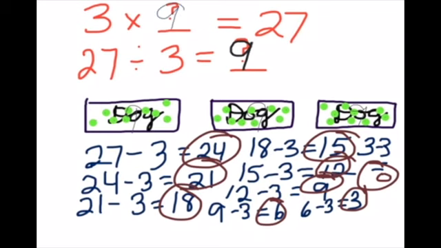See how both strategies work. 3 times 9 equals 27, or 27 divided by 3 equals 9. Either strategy works. It really just depends on what you're more comfortable with.